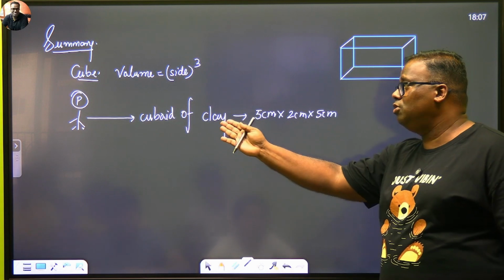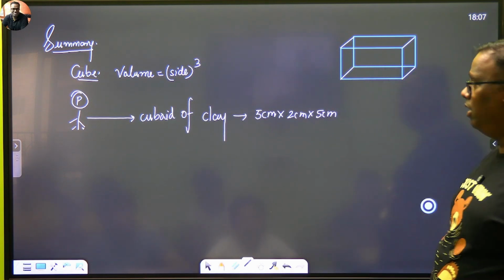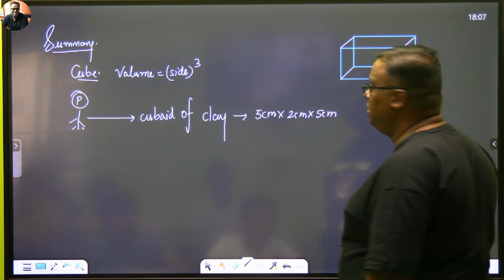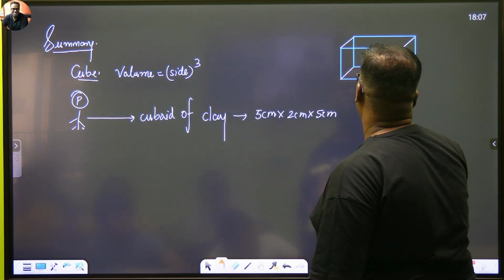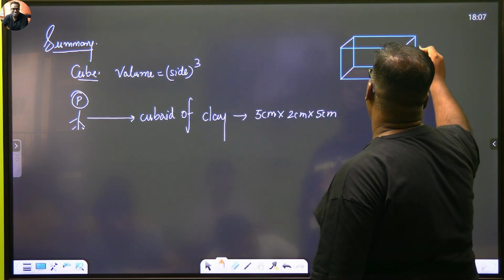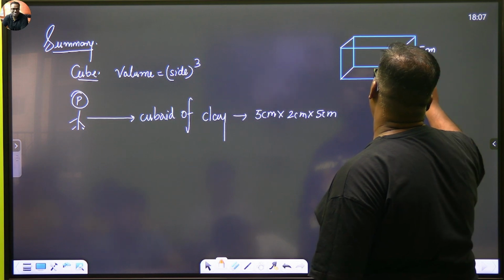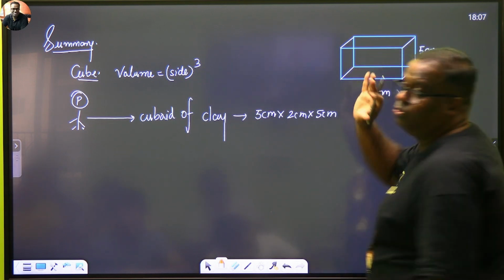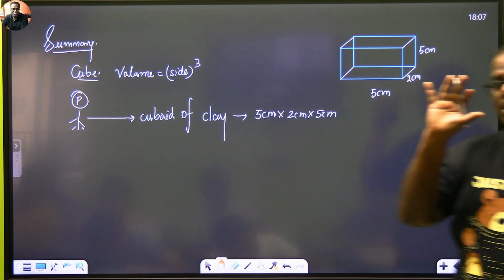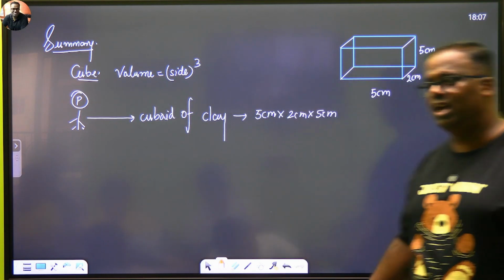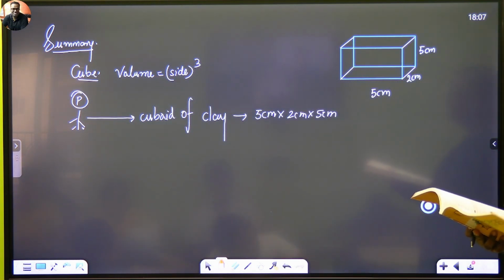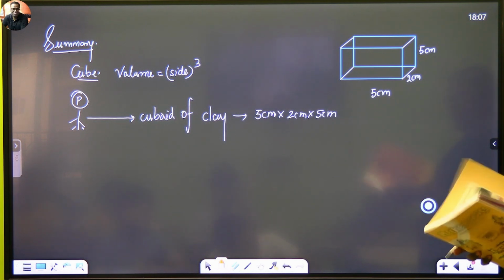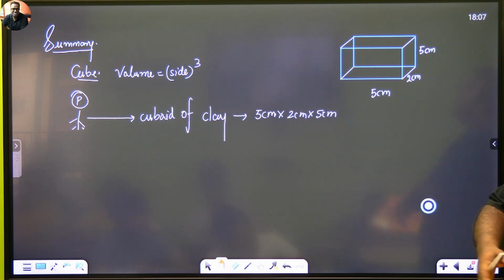He has a cuboid of clay. He has a cuboid. What is the dimension of this cuboid? 5 centimeters. Okay, let's take this also as 5 centimeters and let's take this as 2 centimeters. This is one, understand the question. This is one cuboid which he has. Now this boy wants to use similar replicas and he wants to make a cube out of it.